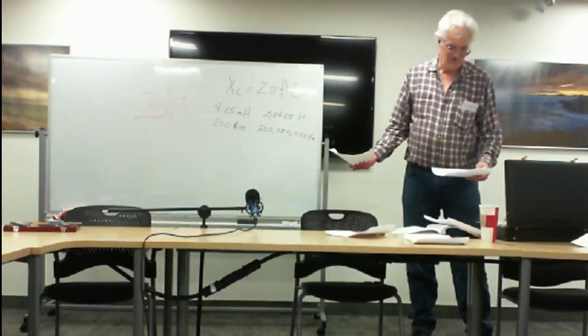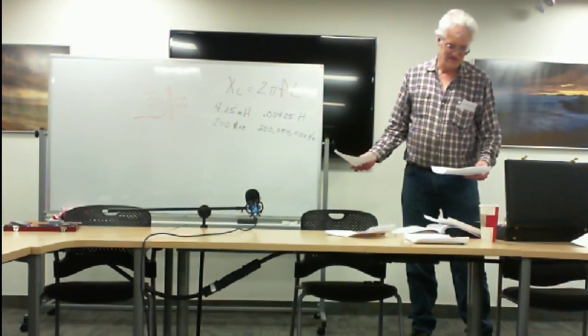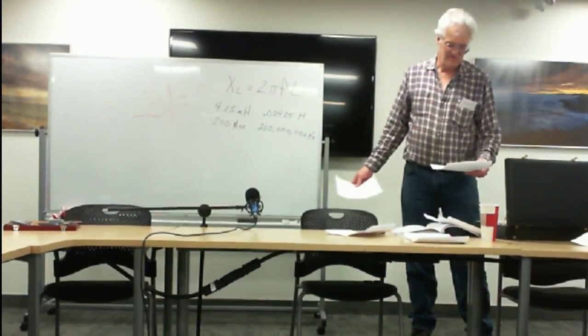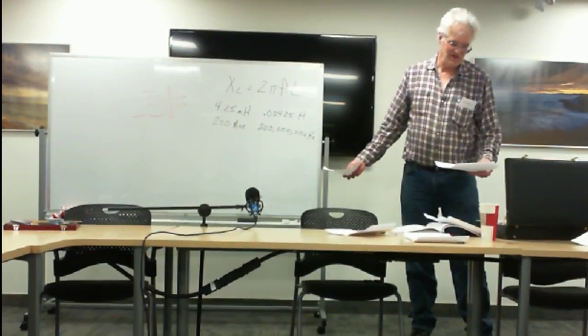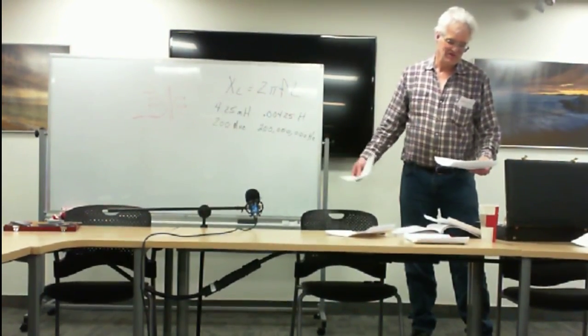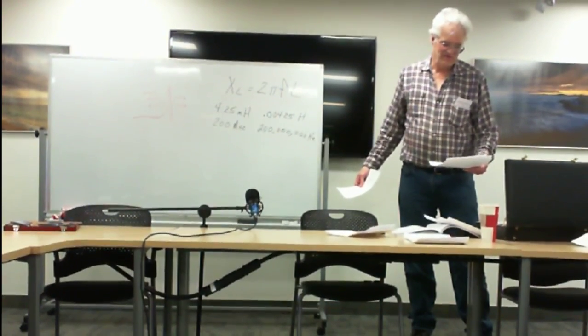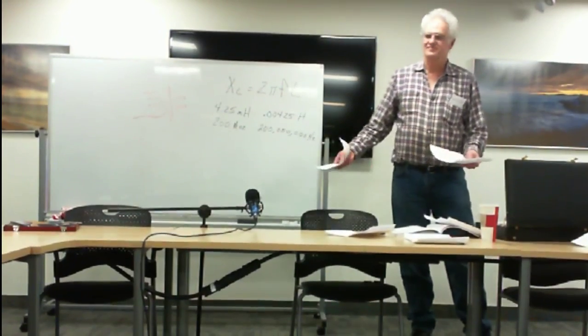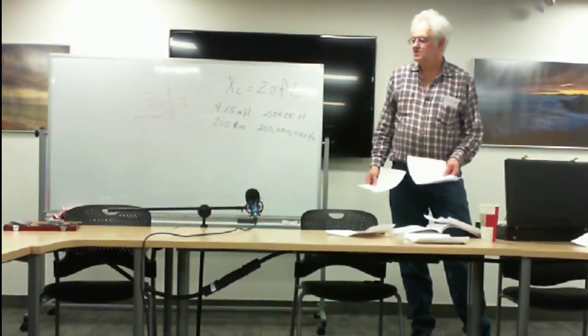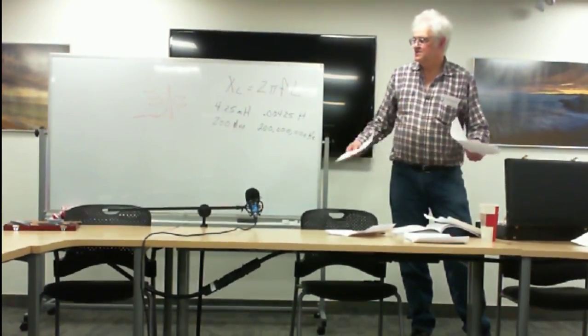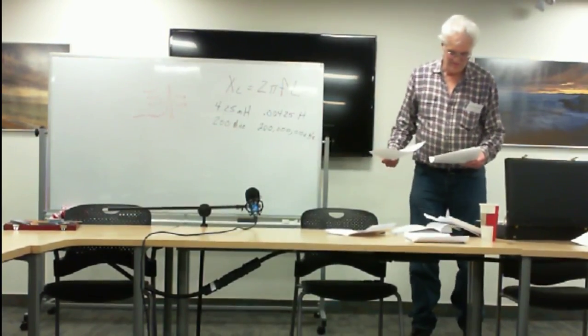A transformer has a 240 volt primary that draws a current of 250 milliamps from the supply. Assuming no losses, what current would be available from the 12 volt secondary? Again, you're applying your turns ratio. So power in, power out.